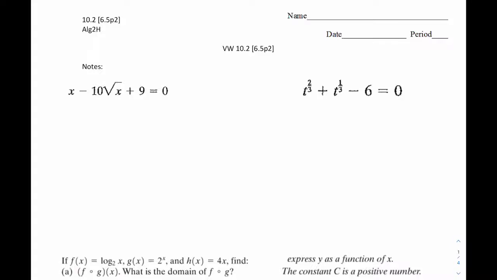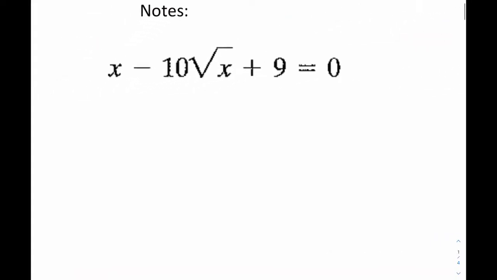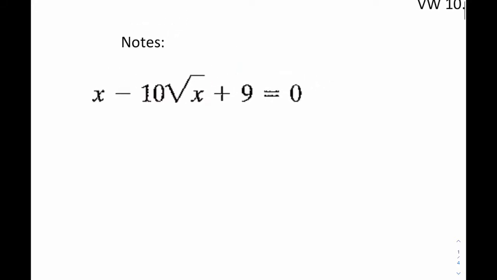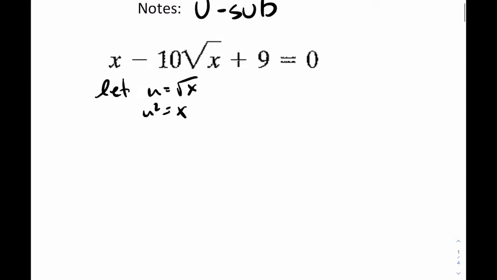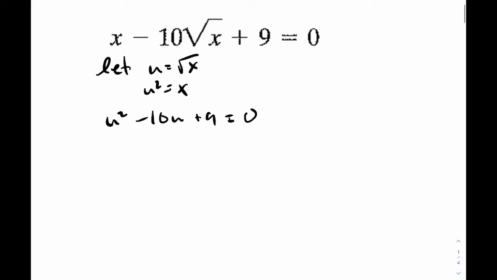10.2. Today we'll be talking first about how to solve an equation like this. To do this, we're going to use a technique that we did last semester called the u-substitution. We're going to let u equal root x, because that would mean that x is u squared. So now I get u squared minus 10u plus 9 equals 0. Let's factor. At this point, let's plug it back in.